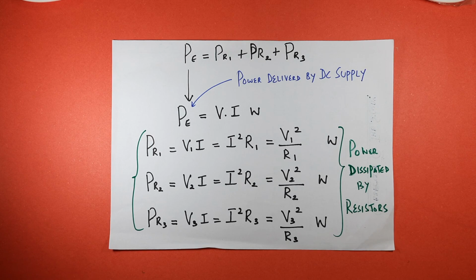Or V1 square divided by R1. Similarly for R2, PR2 equal to V2 into I, I square R2, and again PR2 equal to V2 square by R2. Likewise, PR3 equal to V3 into I, I square R3, and it is also equal to V3 square by R3.